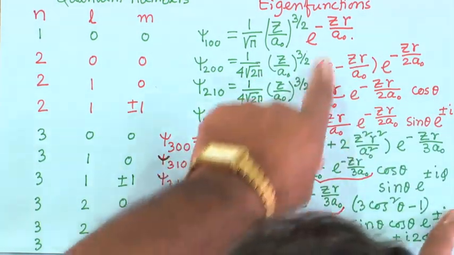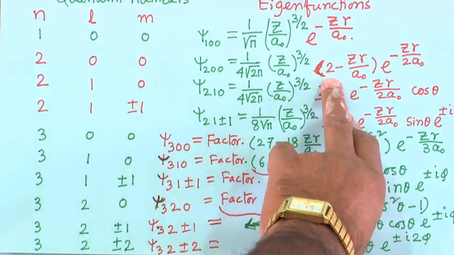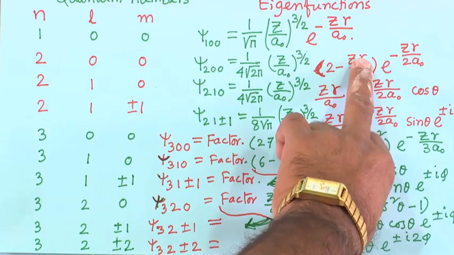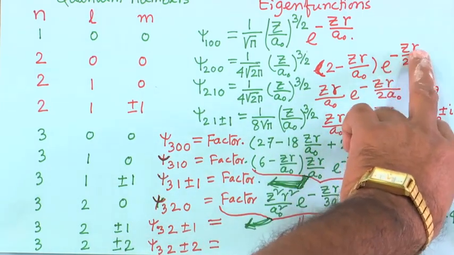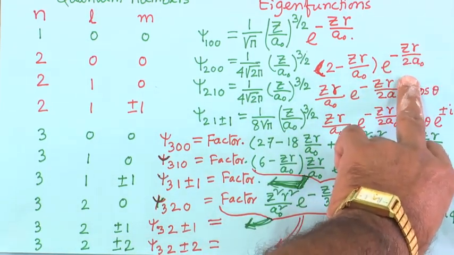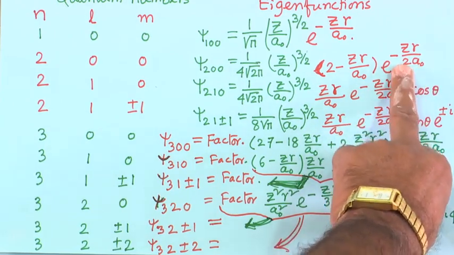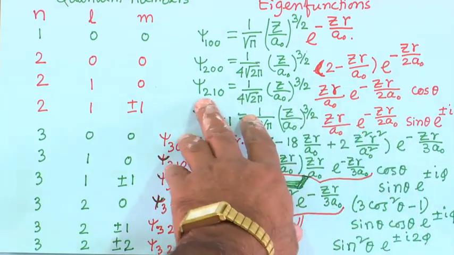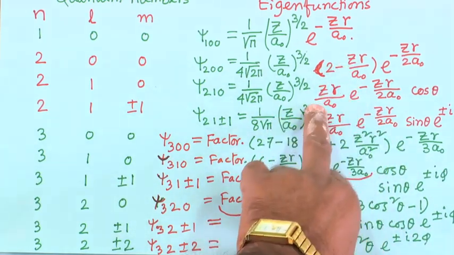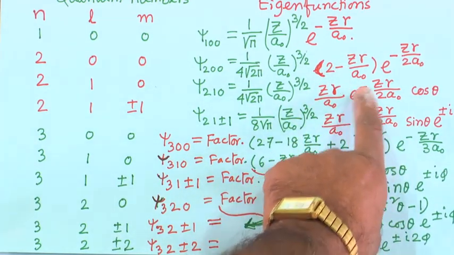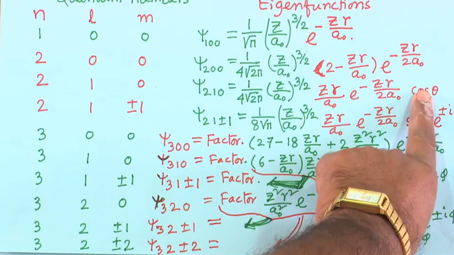These are constant terms, forget them, but here you can see it is 2 minus Z r by a0 of course, and exponential of e to the power minus Z r by 2 a0, because it was n a0. So this is for n equal to 2, 2, and here it is for 2 1 0. This term is Z r, it is basically r e to the power minus r, only r dependent, and now the cos theta term is there.